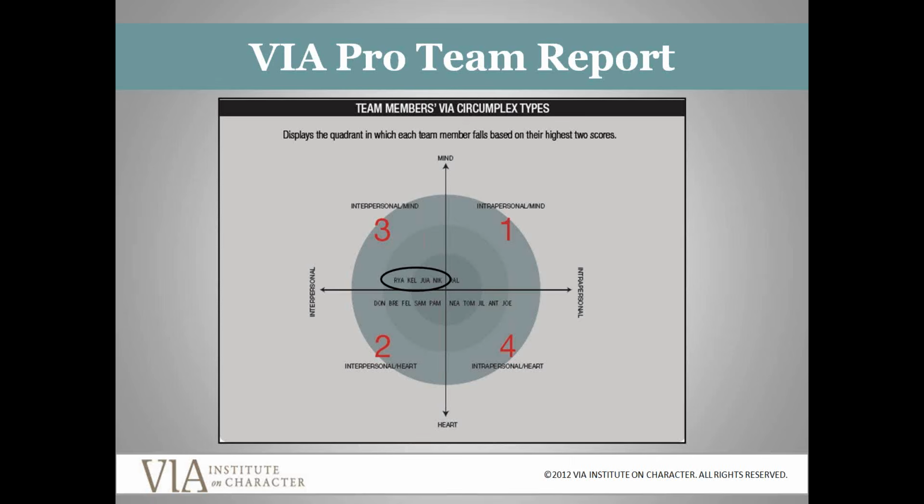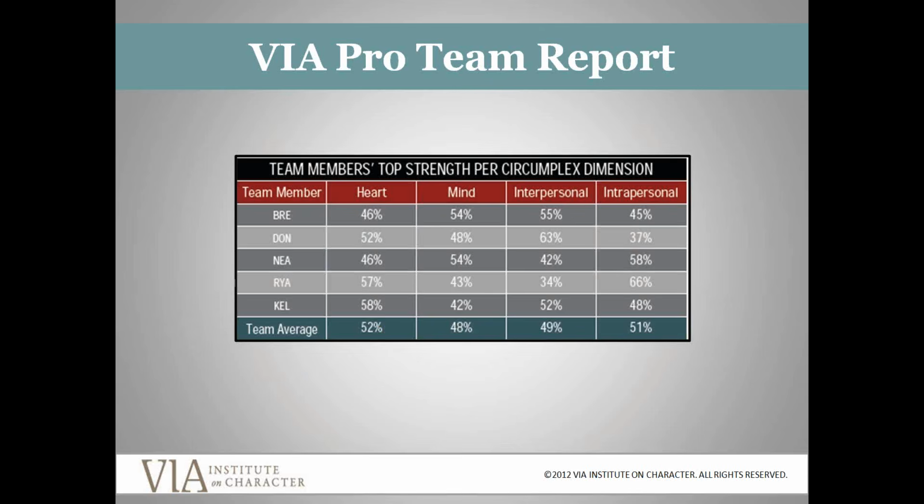The table on page 14 provides the raw data behind the previous VIA circumplex graph, showing for each person how much of each of the four components they have in their array of top strengths. At the bottom, the team average is shown. Here, the team's aggregated top strengths are balanced with 52% of them having the heart component and 48% the mind component, and then 49% interpersonal and 51% intrapersonal components, respectively.